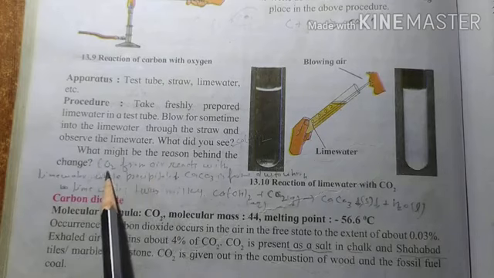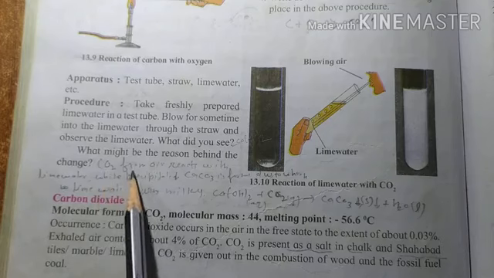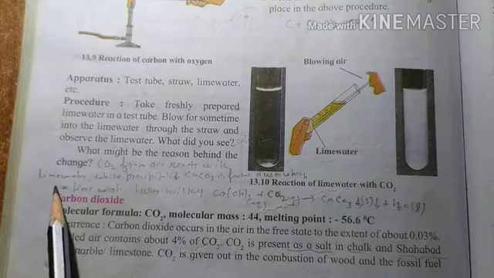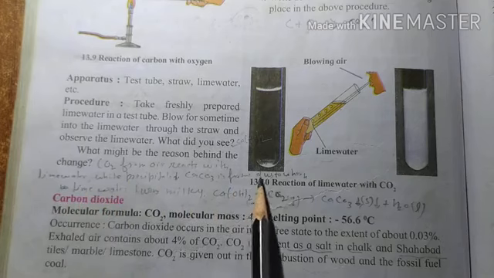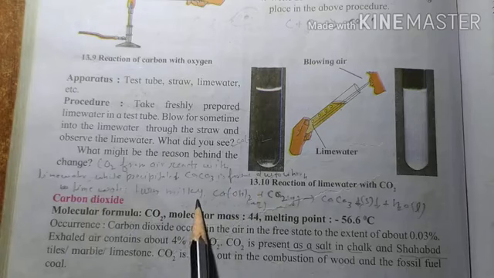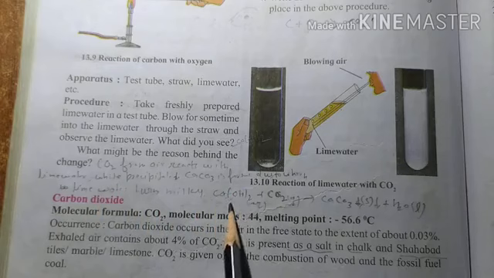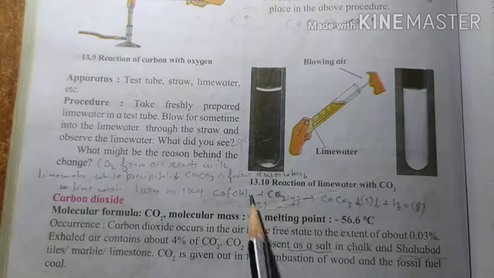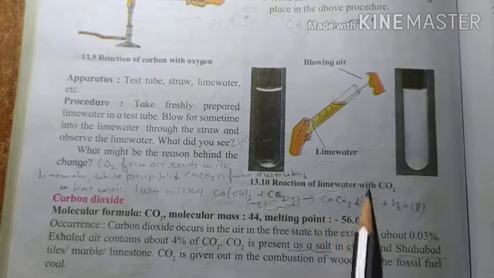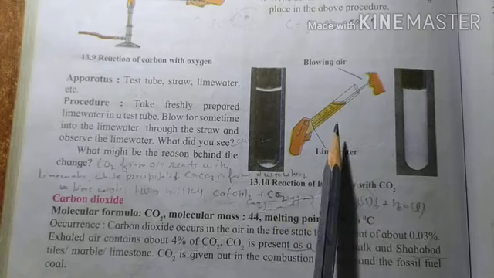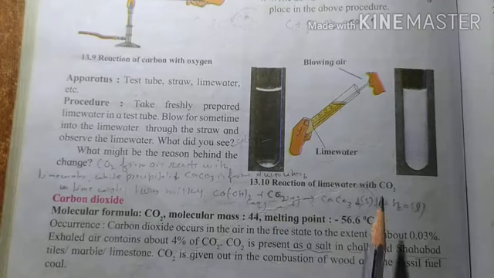Because carbon dioxide from the air reacts with lime water. A white precipitate of calcium carbonate is formed, due to which lime water turns milky. Lime water means Ca(OH)2. This is lime water plus CO2. From where did this CO2 come? From your mouth. And it forms calcium carbonate. Due to the formation of calcium carbonate, the lime water becomes milky. And this is the precipitate.